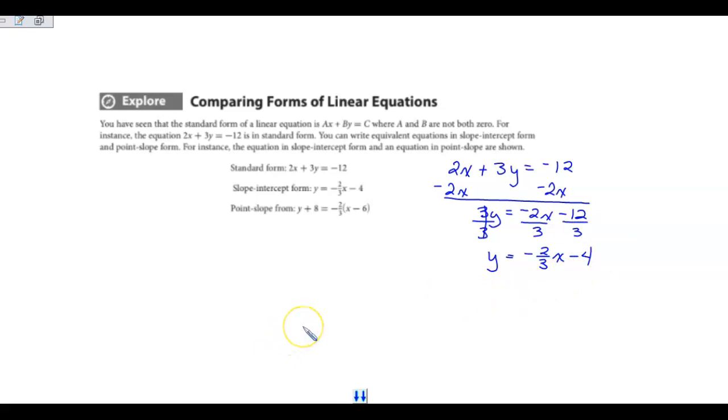Now I could also do the same with the point-slope form. Once I have my ordered pair, I can use it to find a value for x, and then that'll help me find my value for y. You can do the same thing, and I think we're going to practice that here in just a moment.